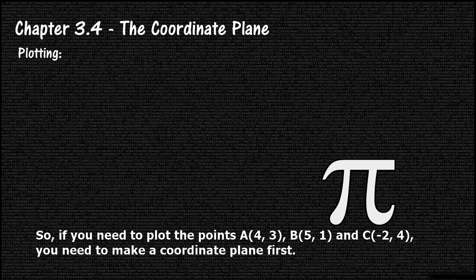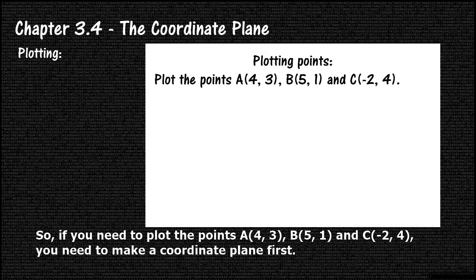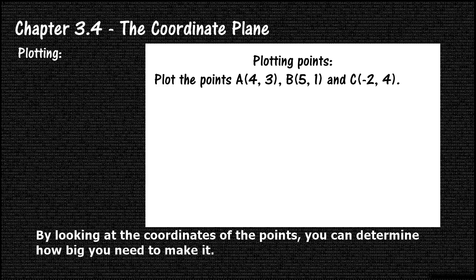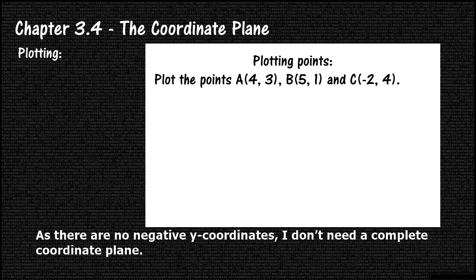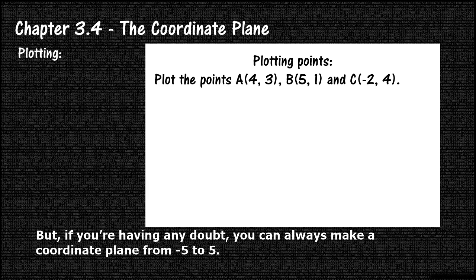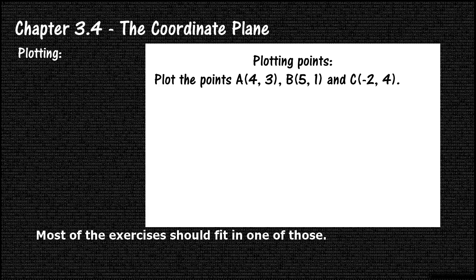So, if you need to plot points A (4,3), B (5,1) and C (-2,4), you need to make a coordinate plane first. By looking at the coordinates of the points, you can determine how big you need to make it. As there are no negative y coordinates, I don't need a complete coordinate plane. But if you're having any doubt, you can always make a coordinate plane from -5 to 5. Most of the exercises should fit in one of those.